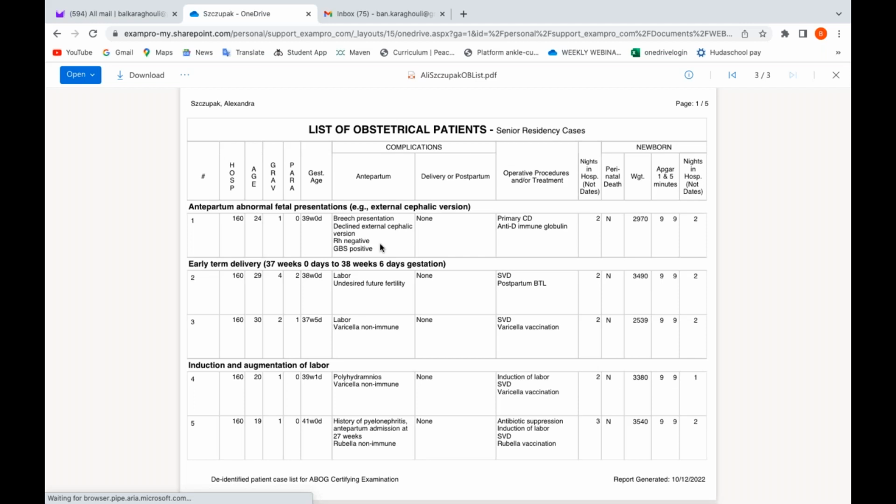Okay, what are types of breech and which one is the most common type of breech? The breech is when there's a non-cephalic presentation, so there can be a complete breech, a frank breech, a footling breech. Which one is the most common? I believe frank breech.